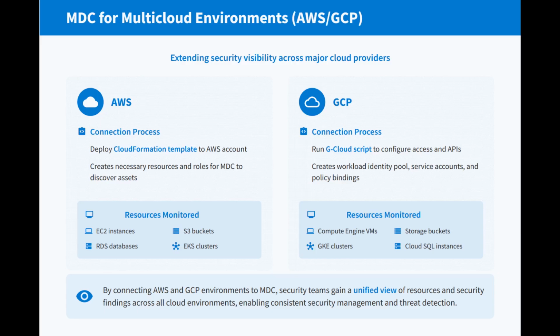For AWS accounts, you can connect them to Defender for Cloud and have a unified view of your AWS resources and security findings directly within Defender for Cloud. The connection process involves deploying a CloudFormation template to your AWS account. This template creates the necessary resources and roles for Defender for Cloud to discover and assess your assets.